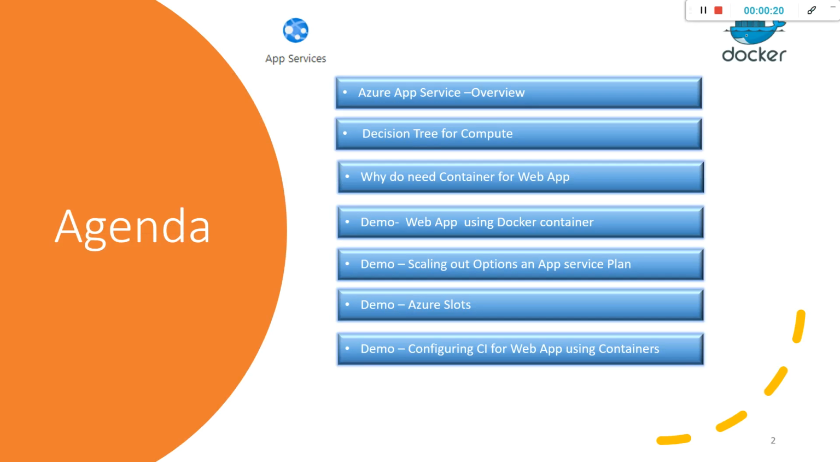This is the agenda for today. Azure App Services. Discussion tree. We can go through what the compute options are, which option we need to pick in which scenario, and why you need containers for web app, because container instance is already there, and Azure Kubernetes is there. Why do we need containers in a web app? We can discuss that topic, and there are a few demos.